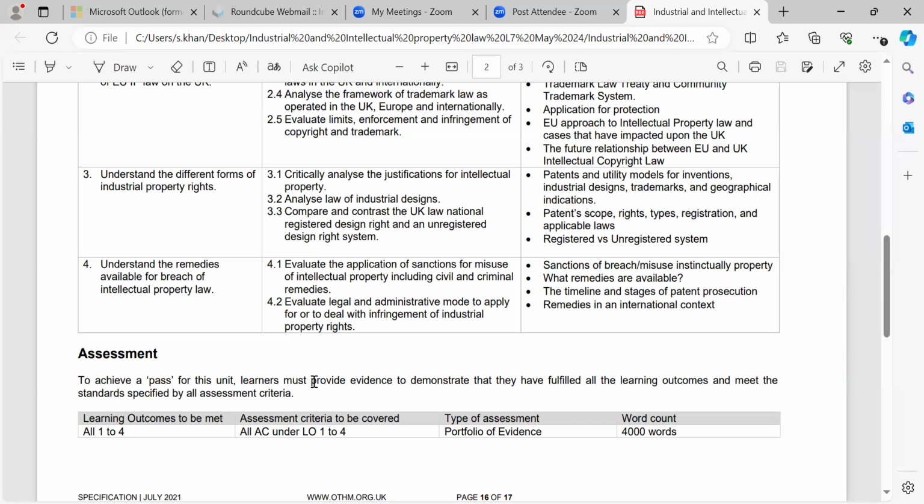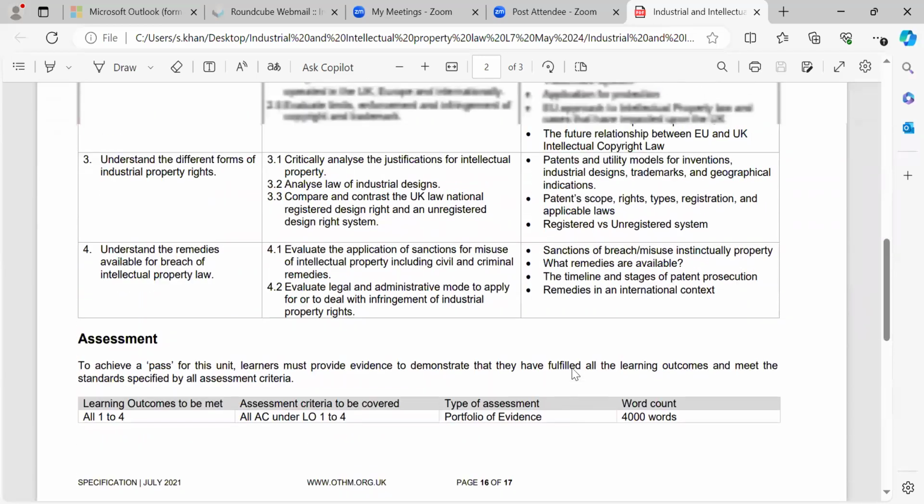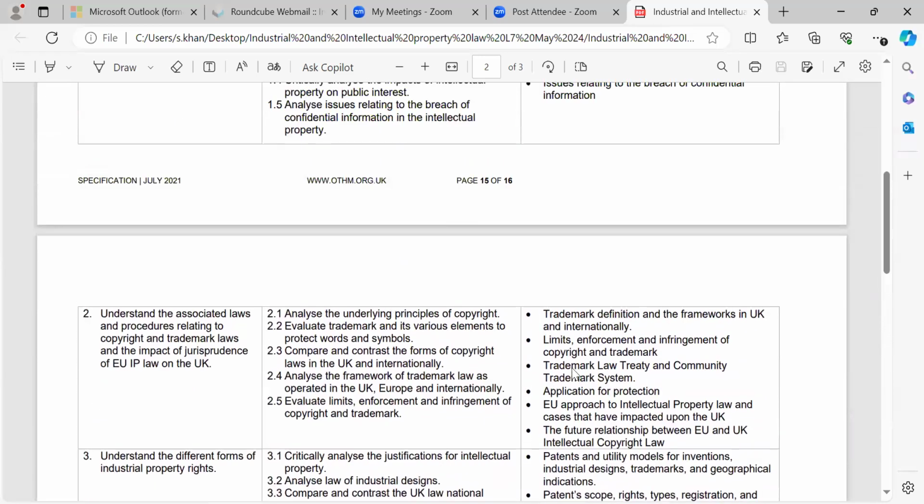Then we'll have another session, which is the assignment discussion session, which will provide the learners with evidence to demonstrate that they have fulfilled all the learning outcomes and completed the assessment criteria to pass the unit. So, as it says, it's a portfolio of evidence, and the assignment will cover learning outcomes 1 to 4, and it's 4,000 words. So now we'll go on.